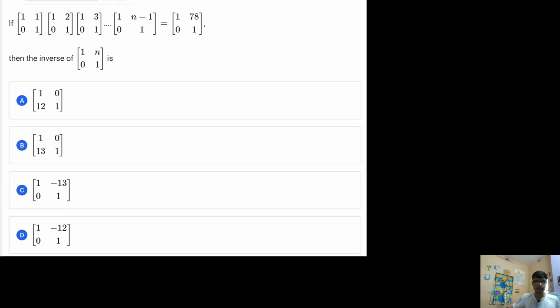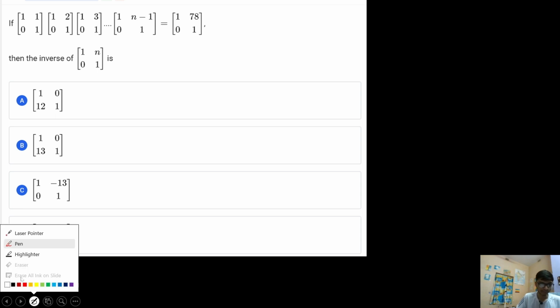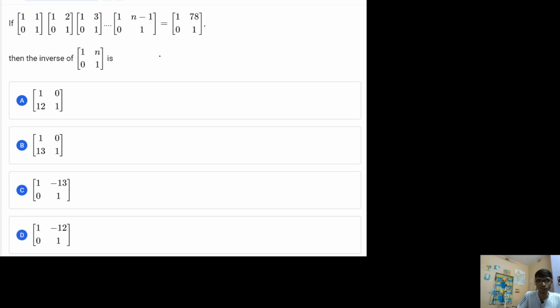Now let us move to the last question of today's lecture. Okay, so what does this question talk about? This type of question is repeated quite often. This question is basically taken from the JEE Mains 2019 paper. Now let us try to understand what this particular continued product implies.